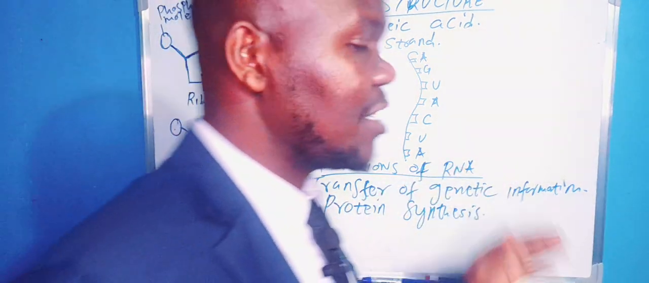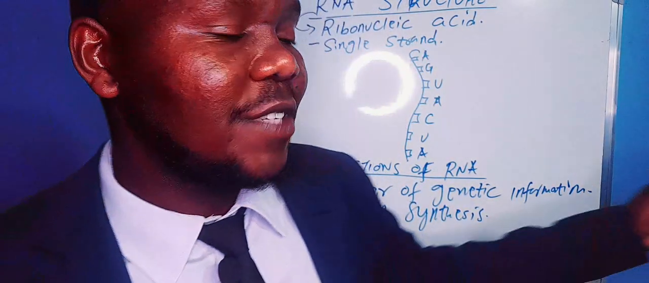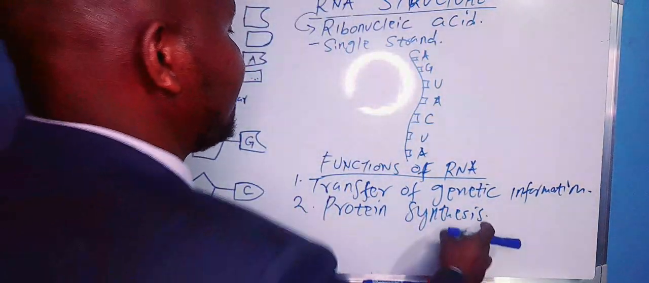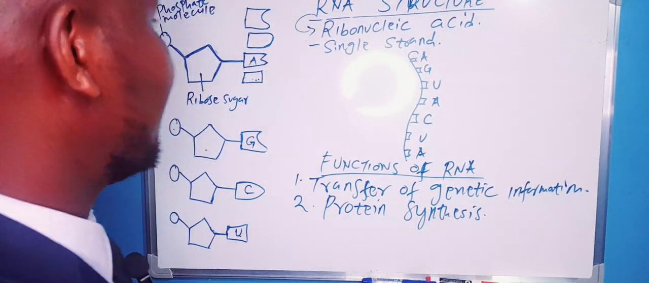The transfer of the genetic information: how is it being transferred? We have said from the messenger RNA via the transfer RNA, then to the ribosomal RNA, where we will do the protein synthesis. That is the functions of RNA.